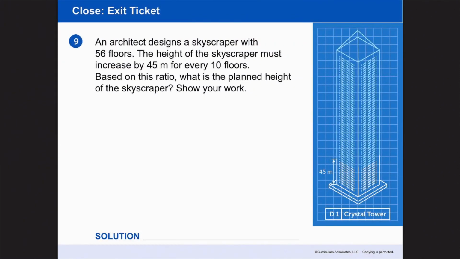An architect designs a skyscraper with 56 floors. The height of the skyscraper must increase by 45 meters for every 10 floors. Based on this ratio, what is the height planned for the skyscraper? So we're going to try and find meters. We're going to find out how tall something is. So I'm going to go ahead and use a vertical ratio table here.